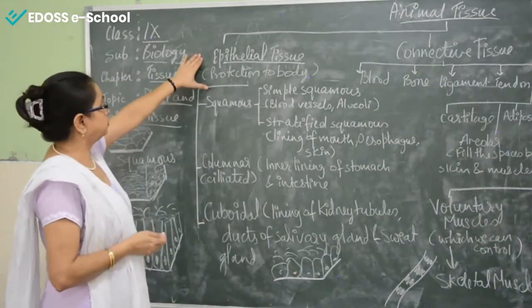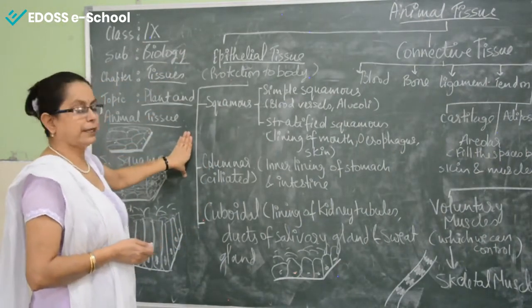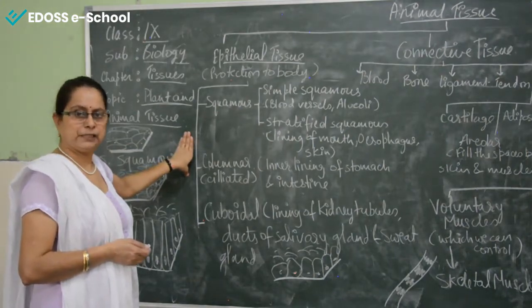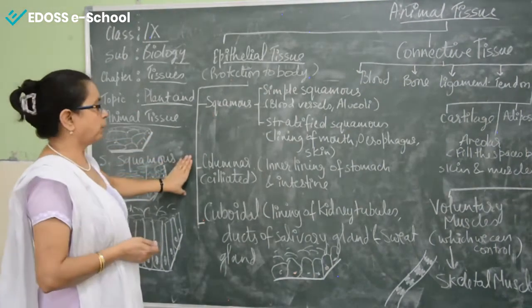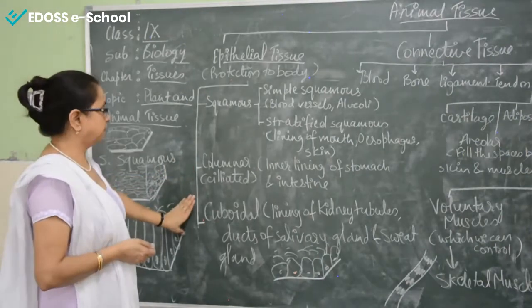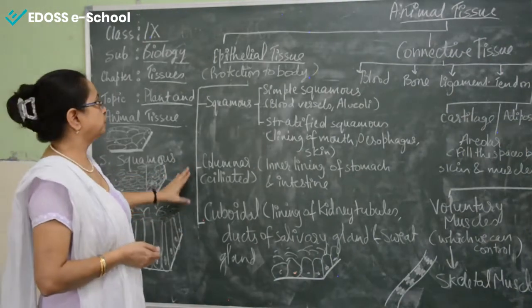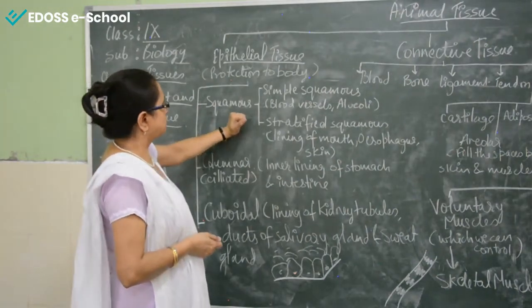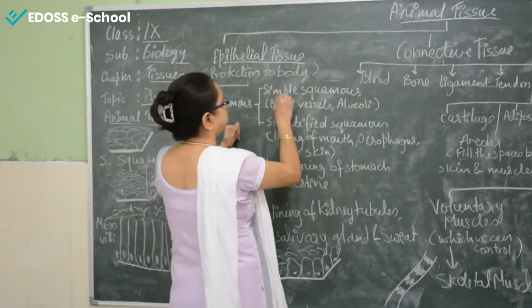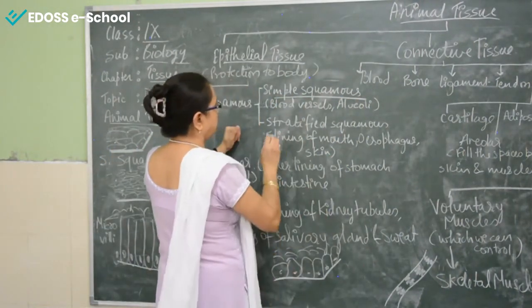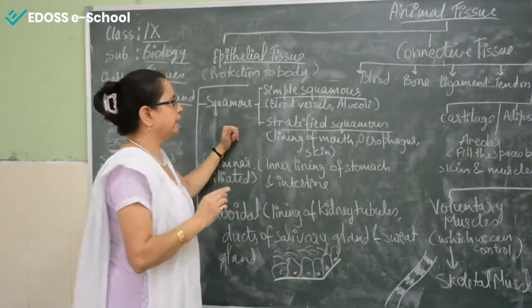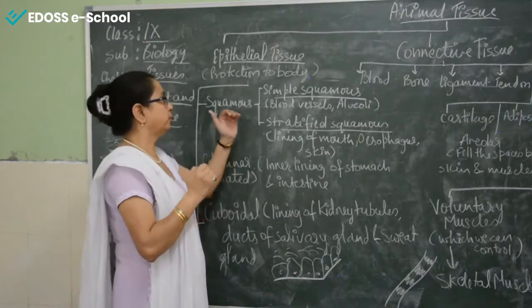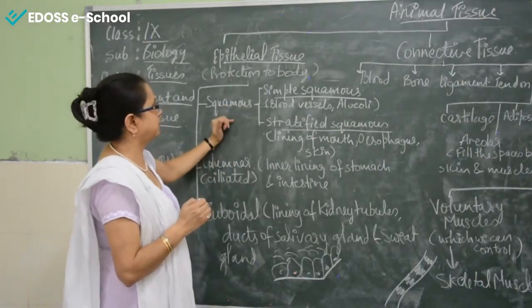Now epithelial tissue is divided into 3 types. The first is squamous epithelium, the second is columnar epithelium, and the third one is cuboidal epithelium. So first, squamous epithelium. Squamous epithelium is again divided into simple squamous epithelium tissue and stratified squamous epithelium tissue. There is a close link between both these types of squamous epithelium.